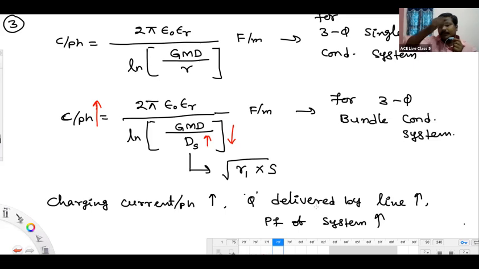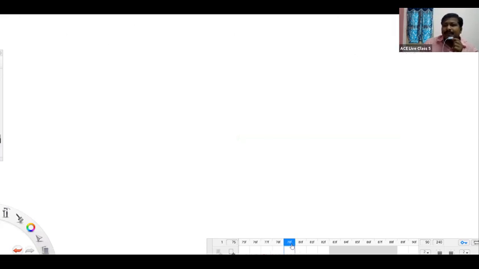Right. See, yesterday we started the advantages of the bundle conductor system. Yesterday we started the bundle conductor system advantages, and the third advantage we said was with respect to capacitance. Fourth advantage I am saying now, fourth advantage with respect to bundle conductors.